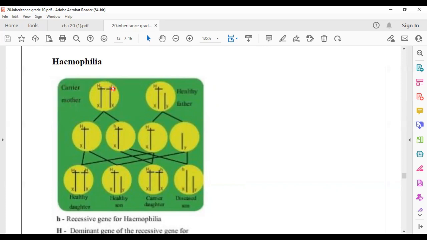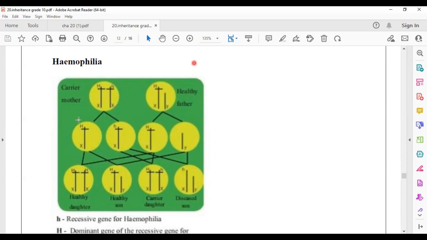If both are small h, or one is small h in the male, because the sex-linked genes are only on the X chromosome, so if there is small h on this X chromosome, that means that male is a diseased one. And if there is capital H and small h both in females, that means that female is a carrier. That means she can transmit the disease to the next generation. We can't see that the female is a diseased one.